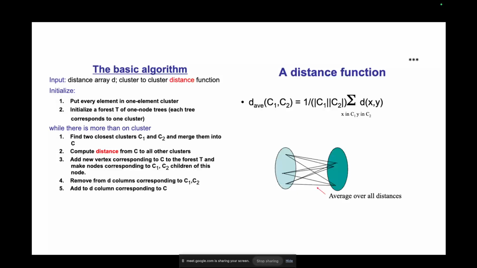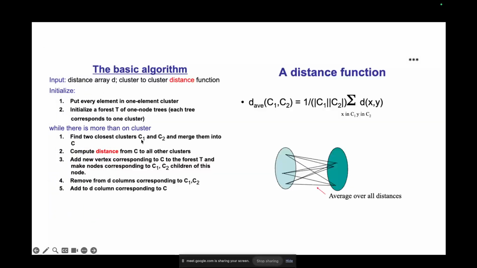So that is the general idea of clustering, right? Here also, you're doing a similar kind of thing. You put every element in a one-element cluster. Initialize a forest T of one-node trees. Each tree corresponds to one cluster. Find the closest clusters C1 and C2 and merge them into C. As I was saying, find two similar data points using a distance function, and merge them into one data point. That is one cluster, a single data point now. Now you take another data point and try to find the distance to that, right? So that is what you're doing.